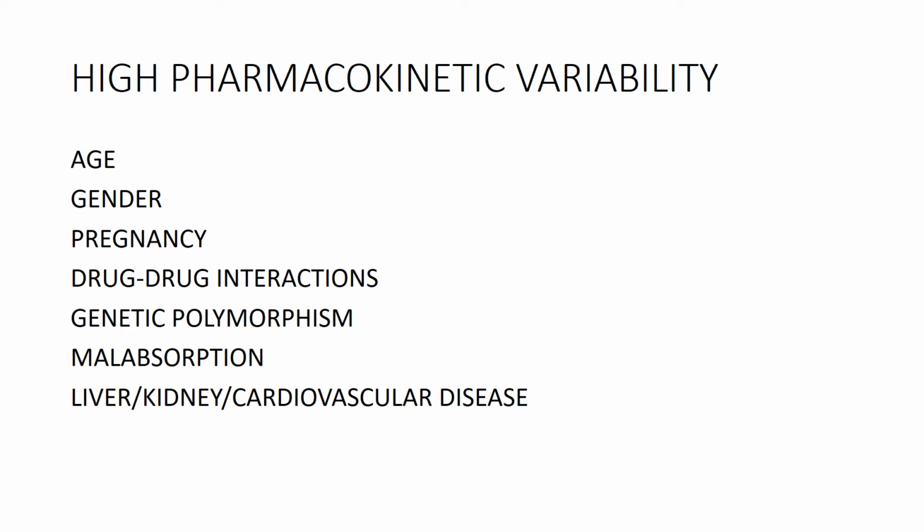High pharmacokinetic variability is another criteria for therapeutic drug monitoring. High pharmacokinetic variability means the same drug producing different pharmacokinetics in different patients. So it can be due to a multitude of factors. It can be due to age, it can be due to gender, physiological states like pregnancy, due to other drugs, that is drug-drug interactions, genetic polymorphism, malabsorption, in case of liver disease, kidney disease, or cardiovascular disease.